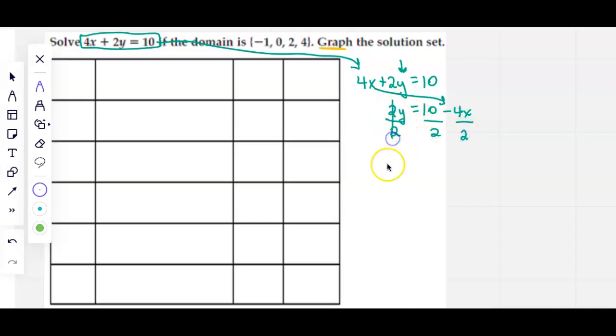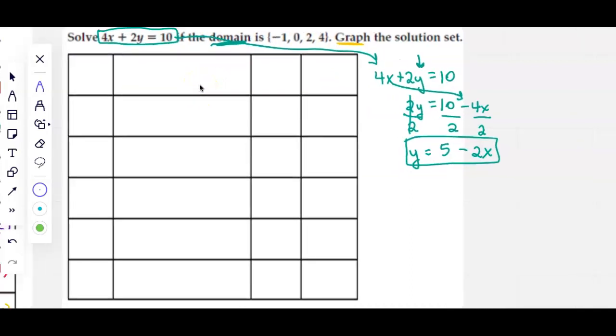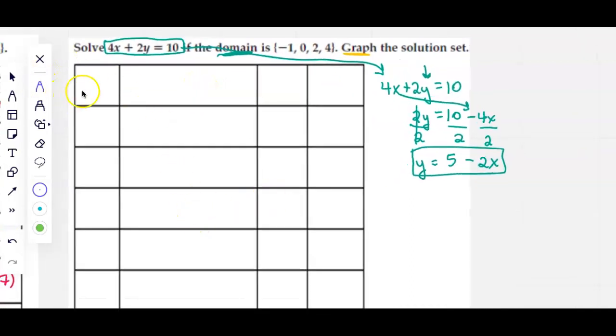So the 2's cancel, and y equals 10 divided by 2 is 5. -4 divided by 2 is -2, and the x stays with it. And this is the equation we use in the table, because once again we want to solve for our y values because it gives us the domain, which is our x values. We'll slide the table over here a little bit, and we'll start off with our x value. And now we write our equation here, y equals 5 minus 2x.